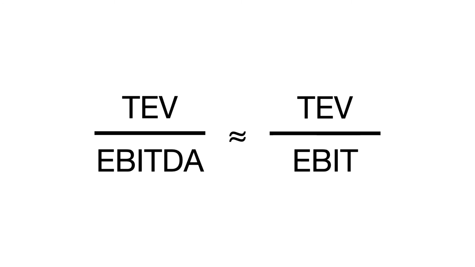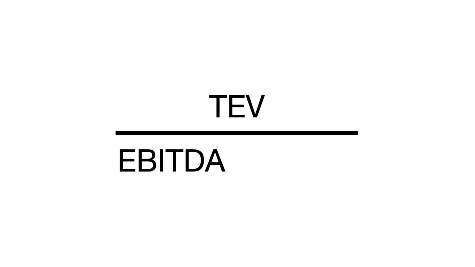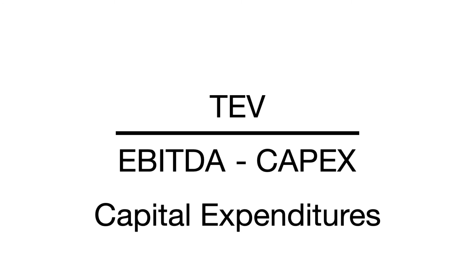And that brings us to our next point, something that a lot of people do as well when they're using this ratio, and that is not just having TEV over EBITDA, but subtracting capital expenditures. Okay, once again, making it more confusing. Well, it's not so bad. What are capital expenditures?